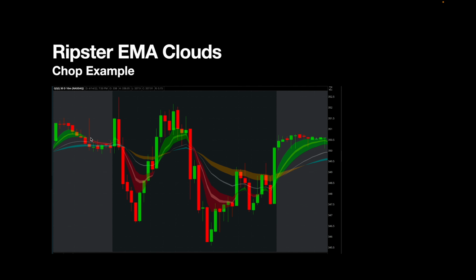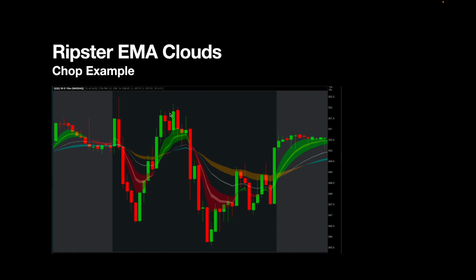Here's an example of chop. These are the Qs. So you can see we were in a nice uptrend, fanned out EMAs, stacked. Then they start to crisscross. Price action drops below. So, you can take a scalp here, no problem. That's fine. Especially if you zoom in on a lower time frame, it'd be fine.